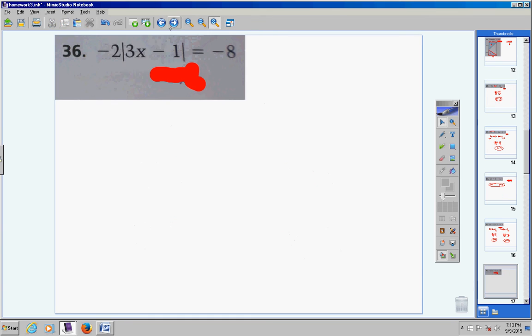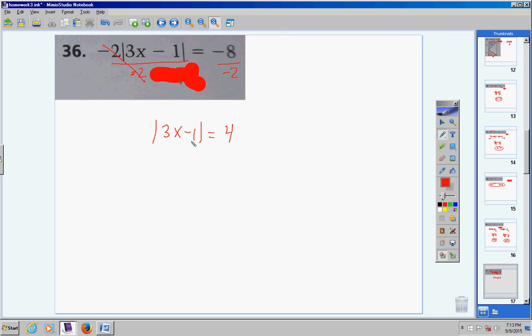Moving on to number 36. Okay, now, step 1, we notice we have an absolute value equation. So step 1, isolate the absolute value. So we're going to divide both sides by a negative 2. And that totally isolates the absolute value. It's now all by itself. Negative over negative is positive. 8 divided by 2 is 4.